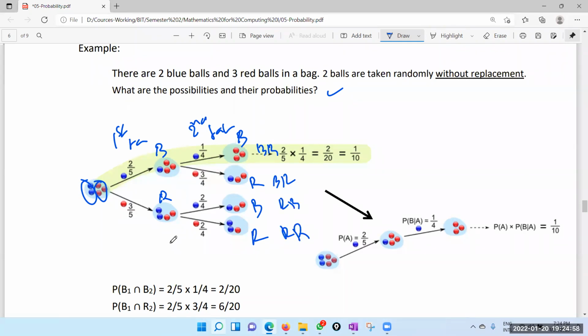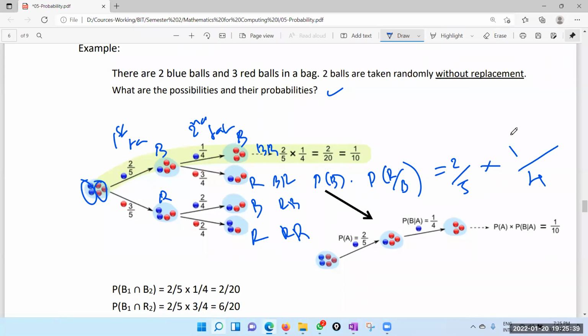And now we can multiply because of conditional probability, not because of independence. The probability of blue and red is the probability of blue times the probability of red given blue. What is the first time probability of blue? It's straightforward, 2 divided by 5. What is the probability of red given the previous one is blue? If the previous one is blue, now we have only 4 balls, and only 1 blue. So therefore, 1 out of 4.